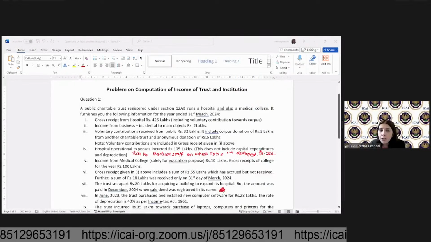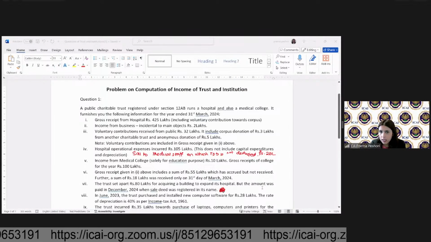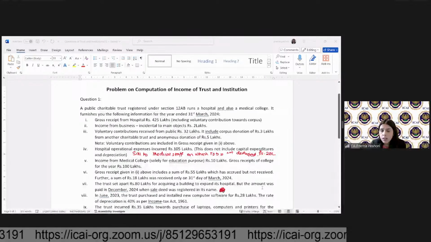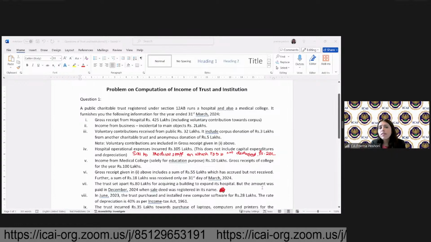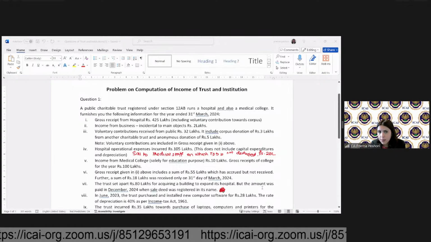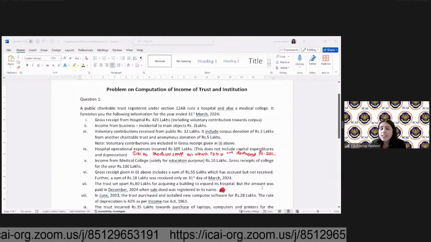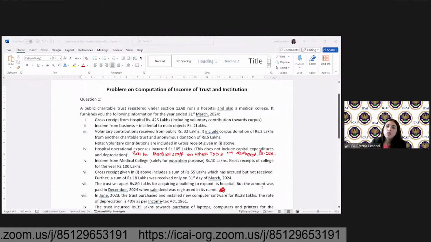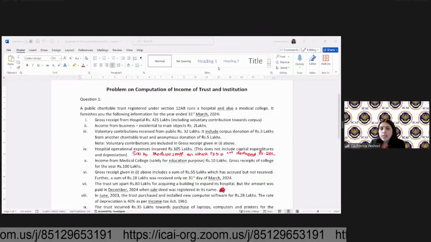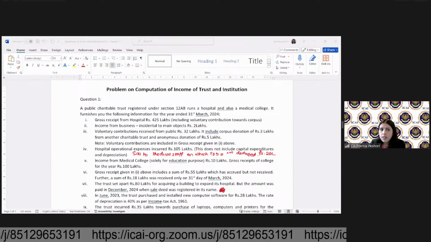So hospital operational expenses incurred rupees 105 lakh. This does not include any capital expenditure and depreciation. And here I have just written one more adjustment: salary to medical staff on which TDS is not deducted, rupees 20 lakhs. So hospital operational expenses, rupees 105 lakh. What would be the effect of this?